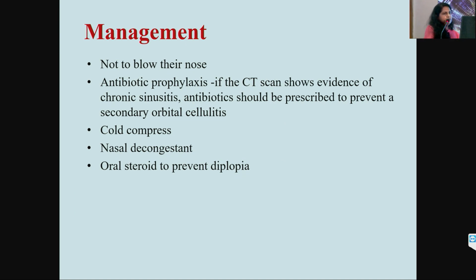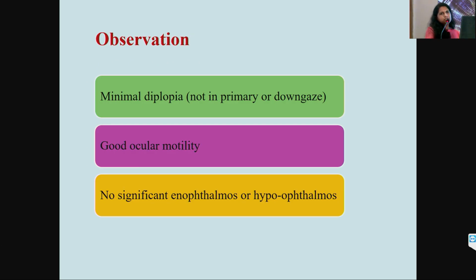So coming to management, we have to ask the patient not to blow their nose or hold the nose while sneezing. Antibiotic prophylaxis should be started if the CT shows evidence of chronic sinusitis. Nasal decongestants and oral steroids have to be given. Oral steroids will decrease the edema, and it also prevents diplopia by decreasing the fibrosis of extraocular muscle. Not all cases of orbital fractures require surgery. So observation can be done in case of minimal diplopia, which is not in primary or down gaze, or patients who are having good ocular motility, and those who are not having any significant enophthalmos or hypophthalmos.